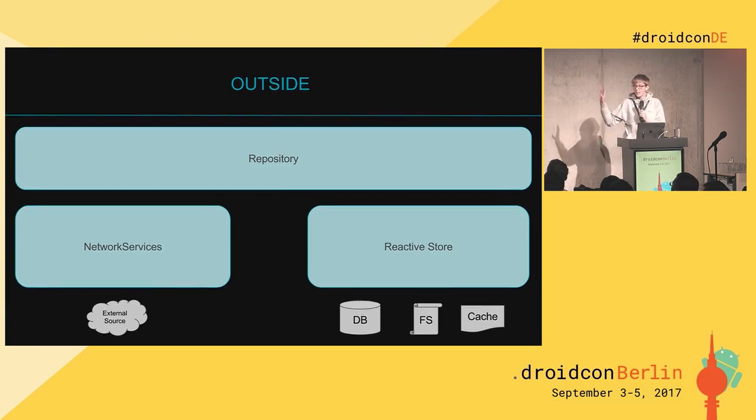Cool. So first layer is the data layer. It looks a little bit like this. We have a repository component on the top. This is the interface to the outside. Nothing else is visible from the outside, just the repository. And then under this, we're going to have the network services. This is usually the Retrofit services that deal with the external source, an API, for instance. And then, on the other hand, we have a reactive store, which is going to deal with the persistence methods or a cache, and it's going to serve this data in a reactive way.